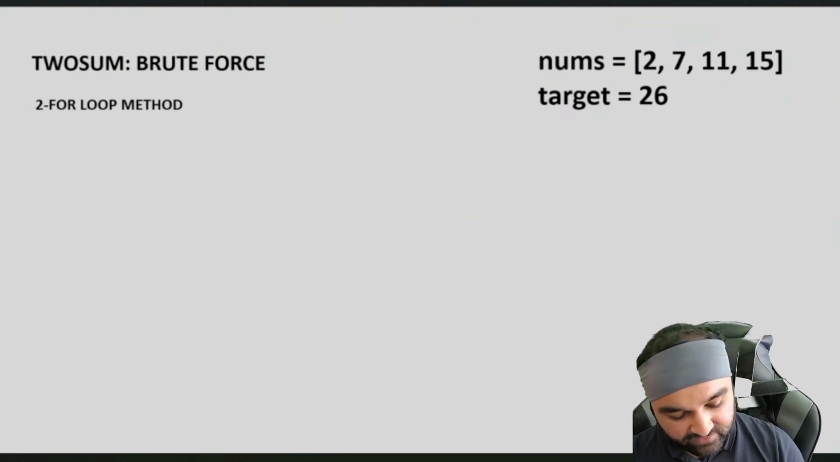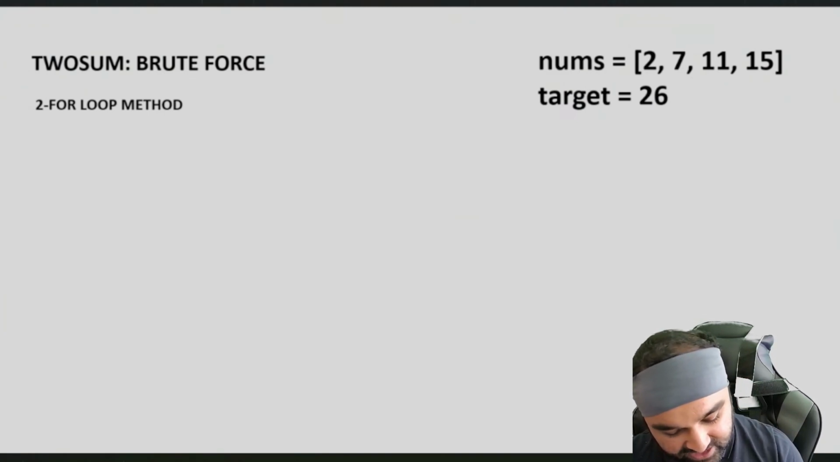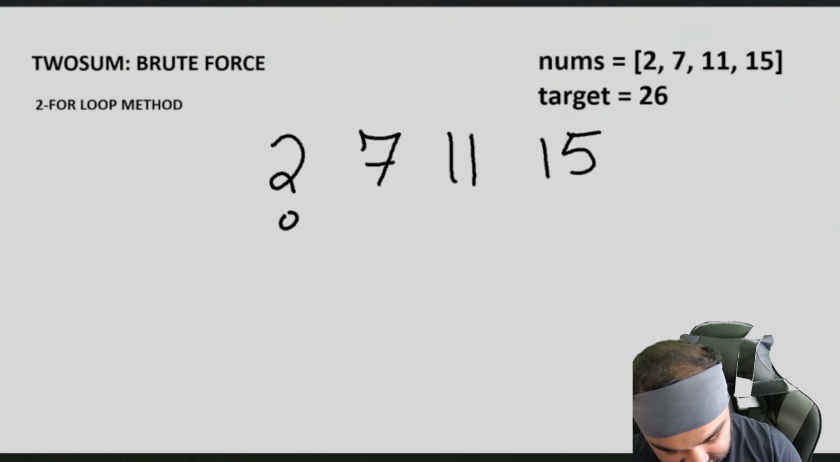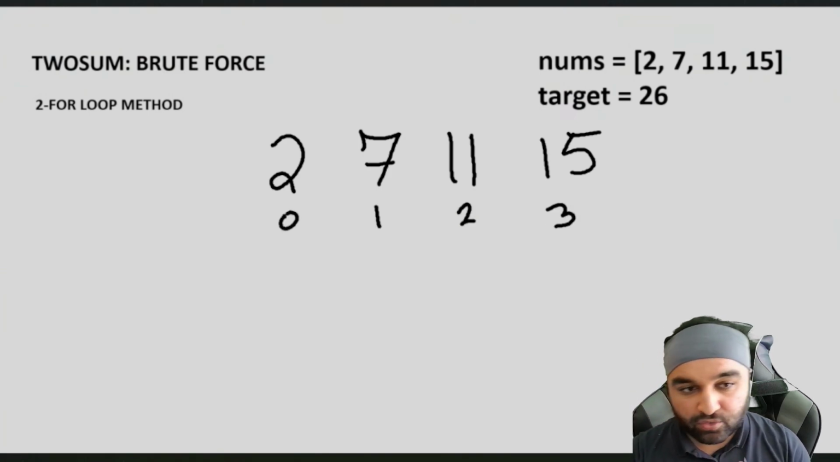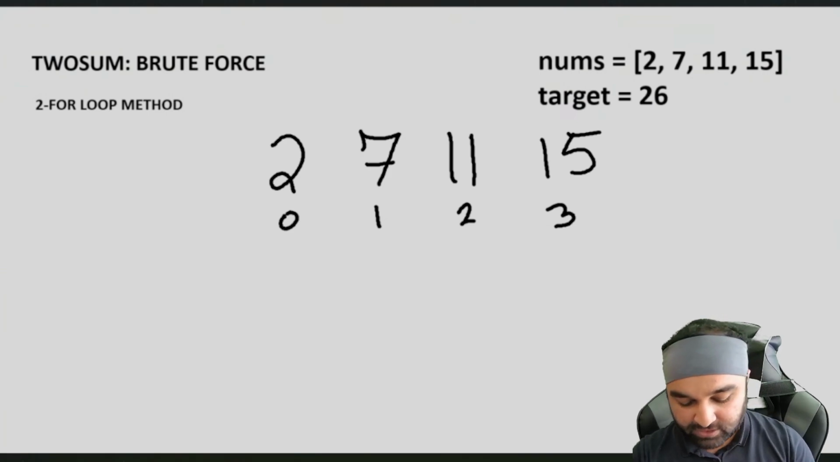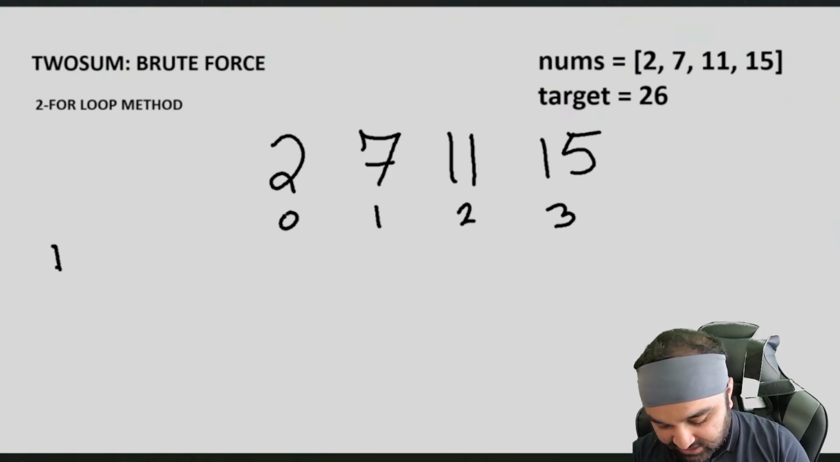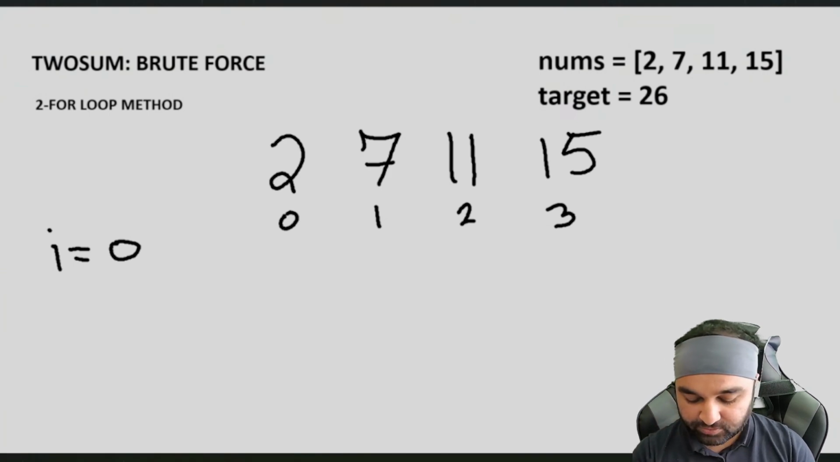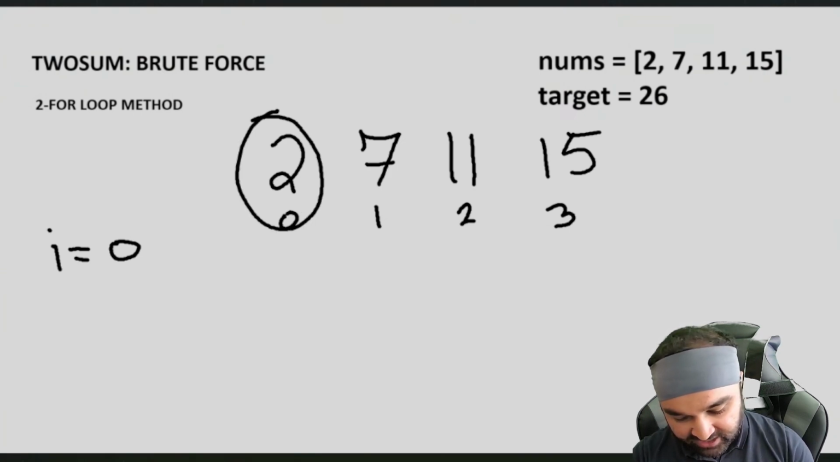So we have our nums array, 2, 7, 11, and 15, and this is at index 0, this is 1, this is 2, this is 3. And so we're going to have our first for loop. Let's use the variable i to indicate where the first for loop is looking. So our first for loop is looking at index 0, and we are going to start by looking at item 2, and that is what i is looking at first.